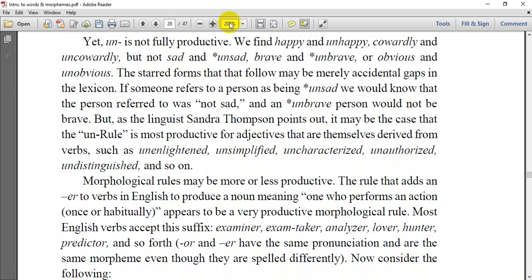Here we have "-ish" is not fully productive. Why? We find happy and unhappy, then quarterly and unquarterly, but not sad and unsad. These are stirred forms, such as unbrave.